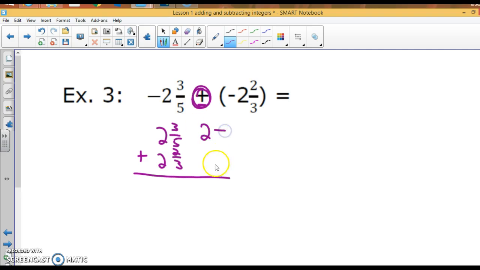So 2 and, this is going to be 15. So 2 and 9/15 plus 2 and 10/15. When I add, I get 4 and 19/15. I need to rename. 15 goes into 19 one time. That's going to make that 5. My remainder is going to be 4/15. But let's not forget that these were both negative. So my answer is going to be negative 5 and 4/15.